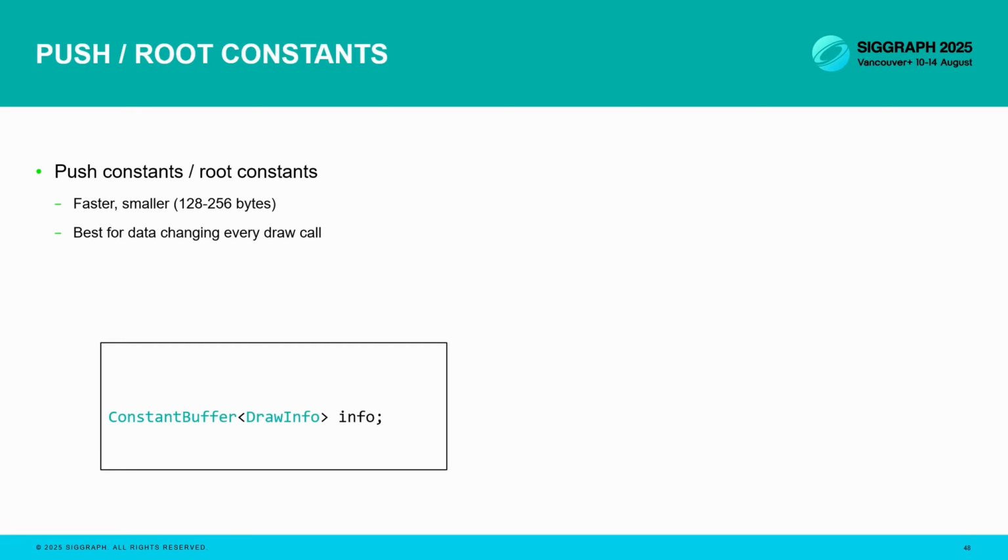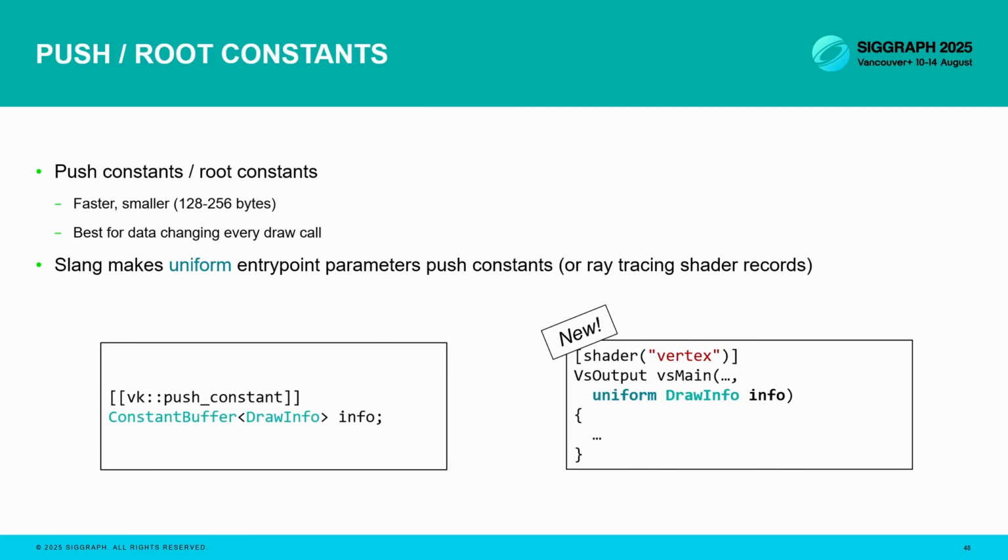In GLSL, the syntax for push constants is kind of strange. You define a constant buffer, and then when you're creating your constant buffer, you have to say, actually, this constant buffer isn't a constant buffer, it's a root constant. If you're targeting SPIR-V, you have to add this vk push constant attribute. Slang supports that, but also provides cleaner syntax. If you mark an entry point parameter as uniform, then in SPIR-V, it'll translate to a push constant, and for DirectX, it'll show up as a root constant in reflection info, which we'll talk about in a few slides.